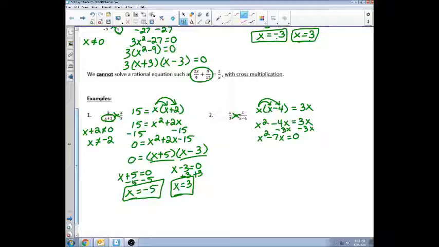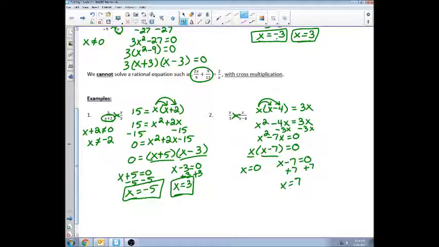Now I can factor x squared minus 7x. So x times x minus 7 is equal to 0. Now that it's fully factored, set everything equal to 0. So x is equal to 0, and x minus 7 is equal to 0. There's nothing more I can do with x equals 0, but I can add 7 on the other side. So x is equal to 7.